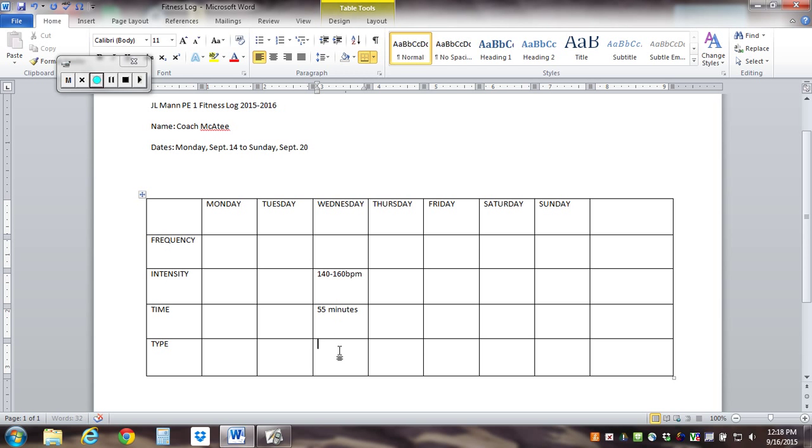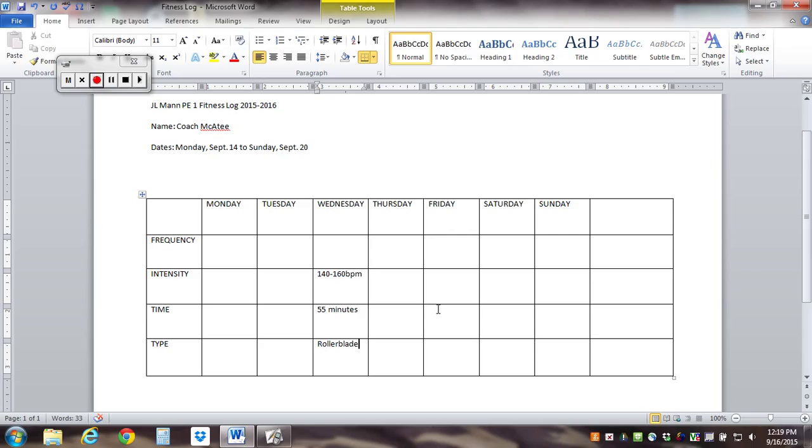Then what was the type? Well, type is what you were doing. We know that the mode of exercise was cardiovascular, so we were doing something cardiovascular. But what was the type? Well, what I did to get my heart rate up was rollerblading or inline skating. So I'm going to fill that in right there. And then I said that I didn't get any other cardiovascular exercise this week, so there's nothing else on here that I need to fill out.